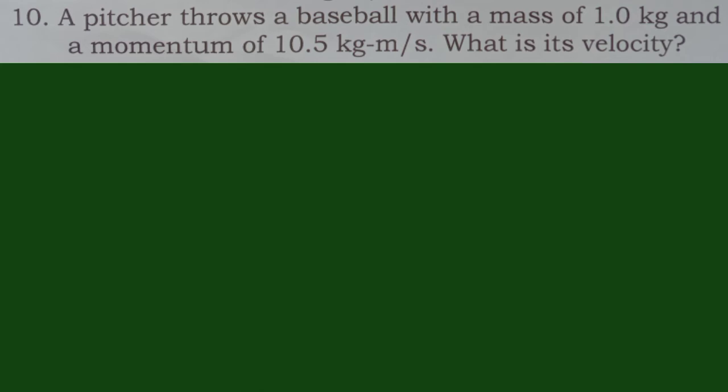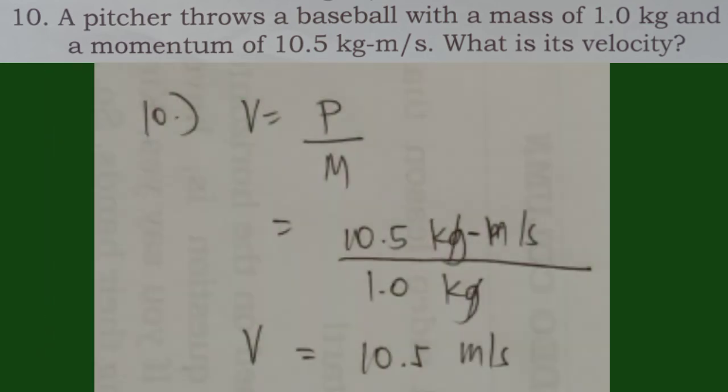Question number 10. A pitcher throws a baseball with a mass of 1 kilogram and a momentum of 10.5 kilograms dash meter per second. What is its velocity? We are looking for the velocity, and the formula for velocity is velocity is equal to momentum over mass, or momentum divided by mass. The value for momentum is 10.5 kilograms dash meter per second, and the value for mass is 1 kilogram. And here we are going to use division. So let us divide 10.5 divided by 1.